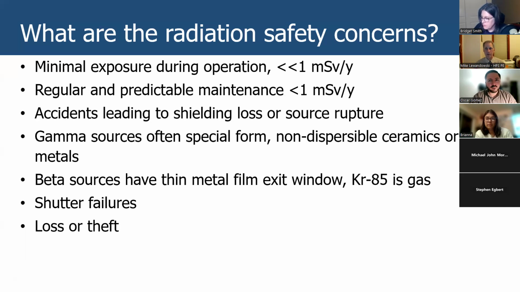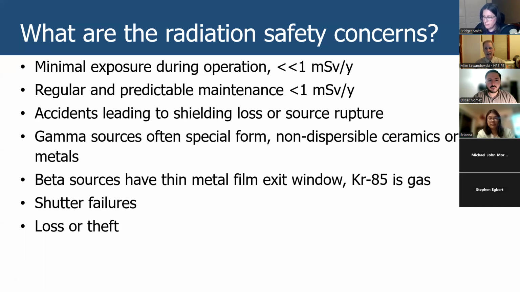So we have to think about our gamma sources are often special form. So they start as a non-dispersible ceramic or metal and are generally doubly encapsulated. So we don't have to worry about a release or contamination event from a gamma source unless that source capsule is breached. So unless we are cutting or drilling into that source capsule, radiation gauges have a very low potential for any contamination events. Now we contrast that with beta sources.